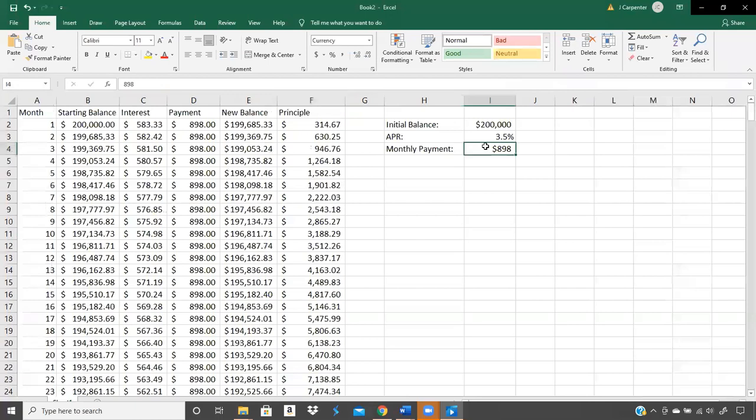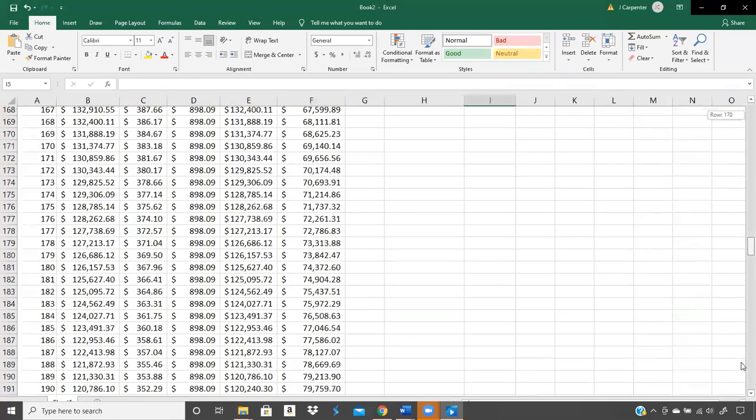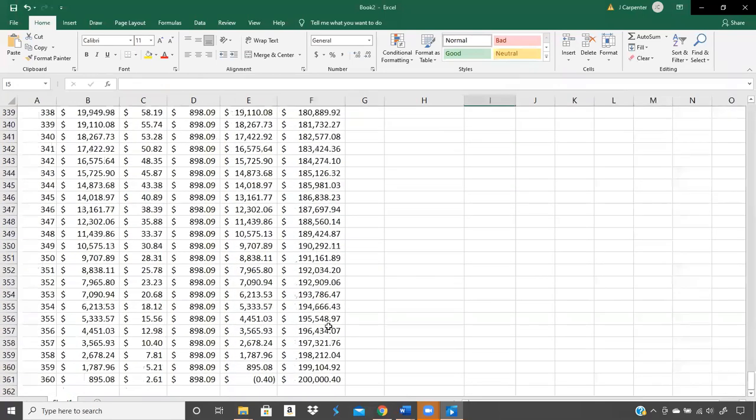So if you change your payment to $898.09, it should be closer. So let's fix that. $898.09. Now let's see if we're right. And we are. In fact, we're 40 cents over. Now, sometimes that last payment, you end up paying a couple bucks extra or a couple bucks less. And again, it's just round off error because you're not supposed to be paying exactly 9 cents.